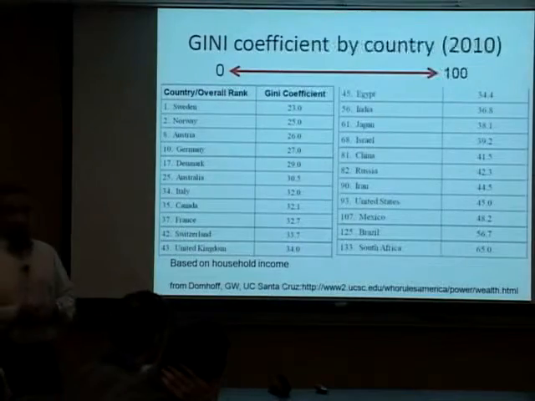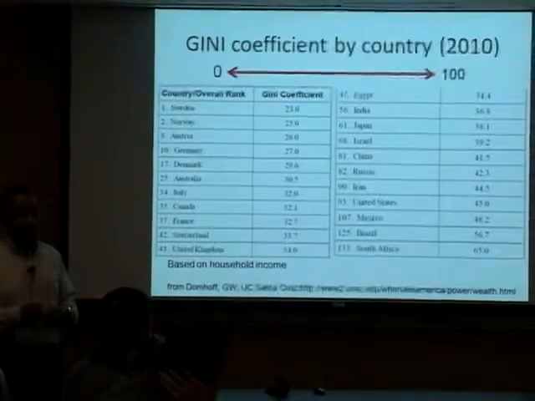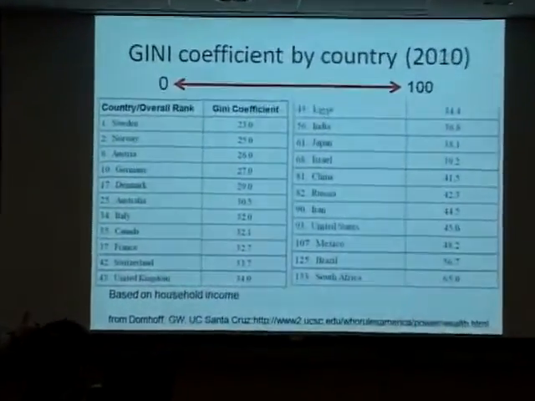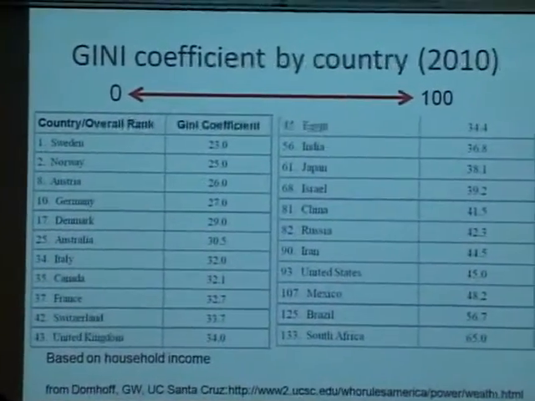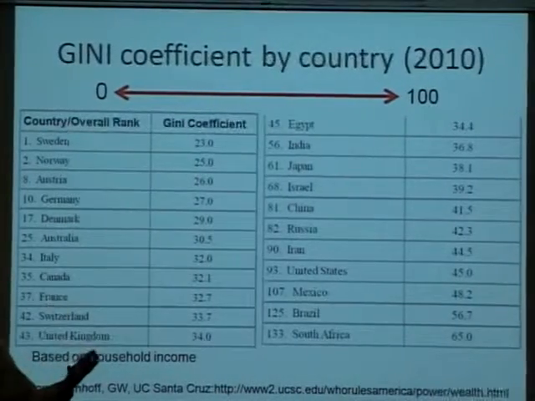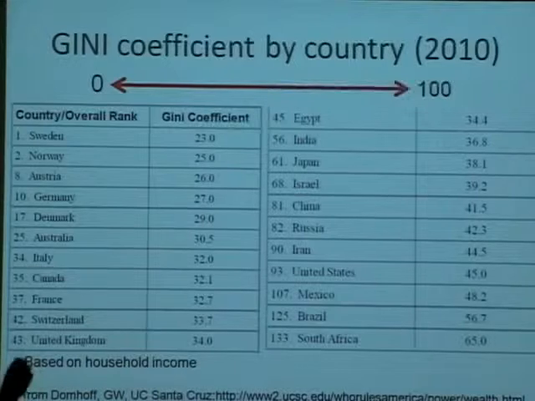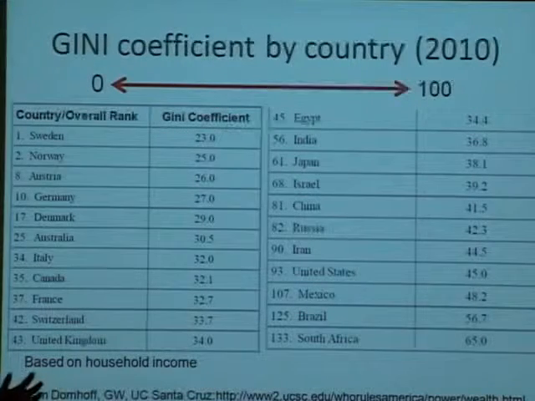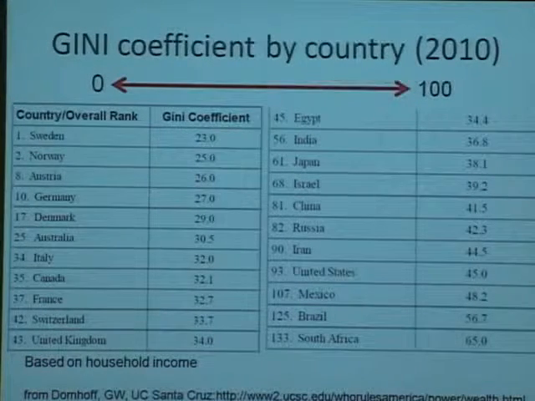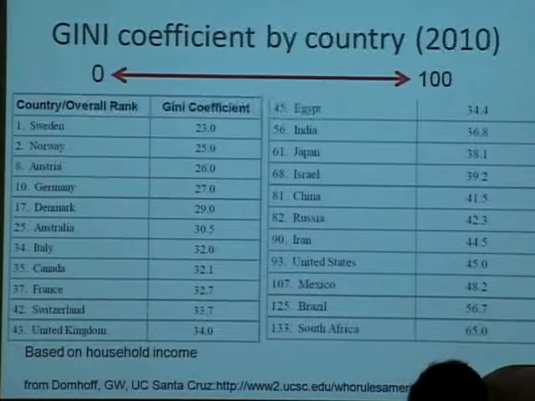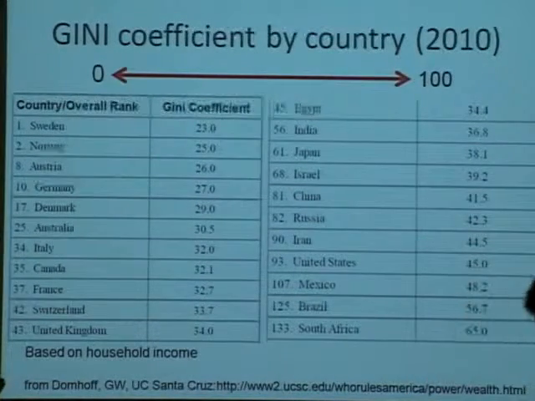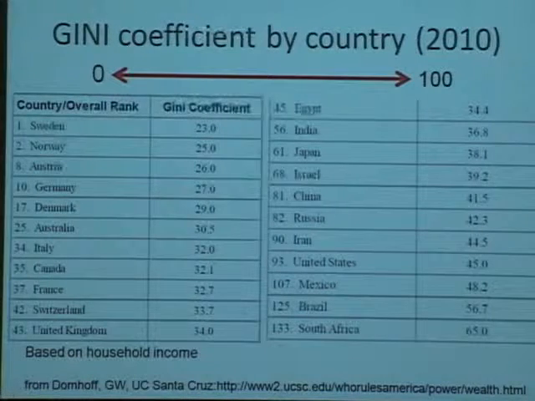And so you know about the Gini coefficient, right? You've heard of the Gini coefficient? So this is the measure of the difference between the highest income earning segment of society and the lowest income segment of society. So if you have a Gini coefficient of zero, that means everybody in that society makes the same amount of money. And if you have a Gini coefficient of 100, then only one person makes all the money in that community, okay? So the lower the number, the more equal the distribution of income.